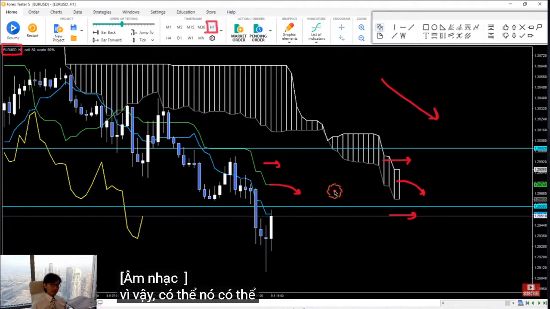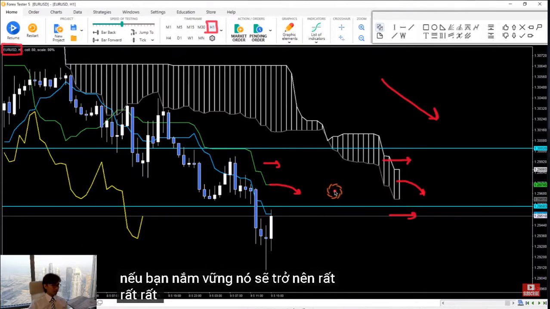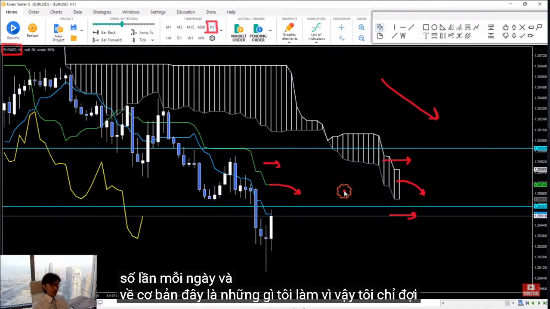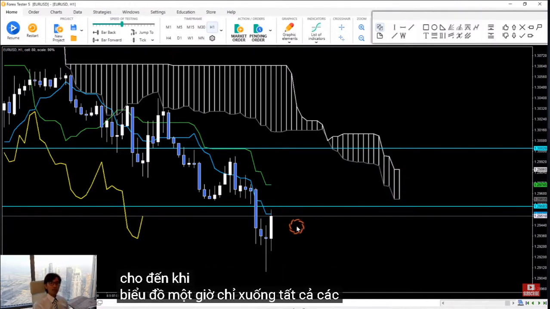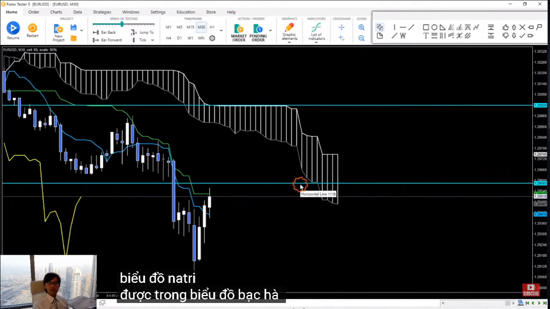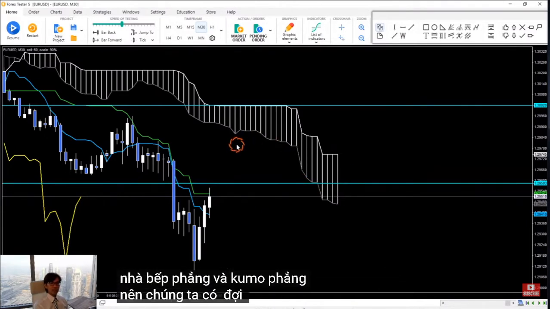So yeah, it might be a bit confusing at first the way I look at the markets, but if you master it, it becomes very, very powerful. Yeah, this is how I screen the chart every time. So I screen the charts 3 to 5 times per day, and this is basically what I do. So simply I wait until 1 hour chart points down or the 30-minute chart points down. So let me switch it to 30-minute chart. Okay, in 30-minute chart, this is also flat Kijun Sen and flat Kumo. So we have to wait until they point down.